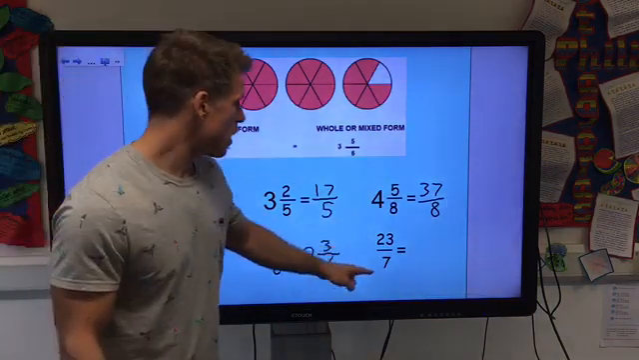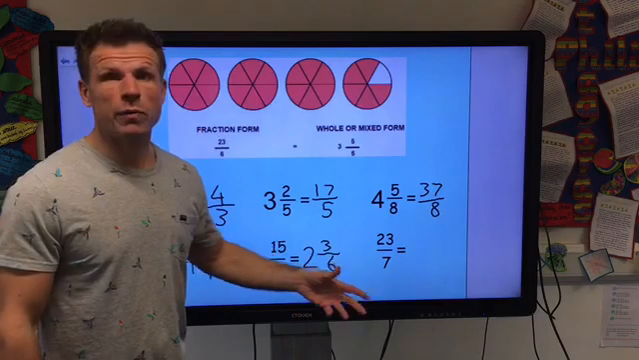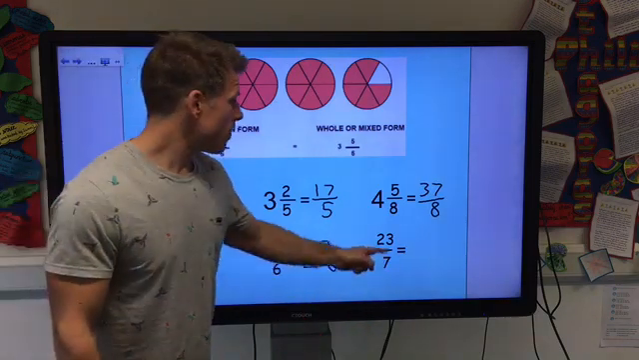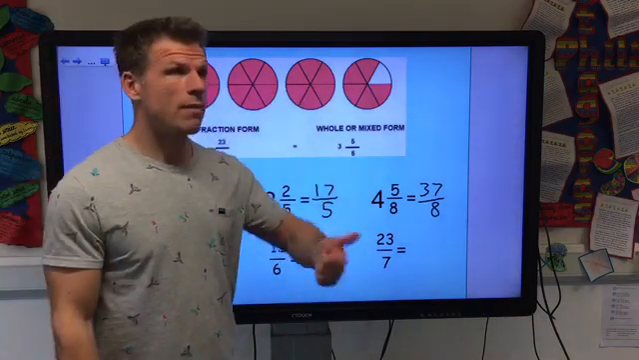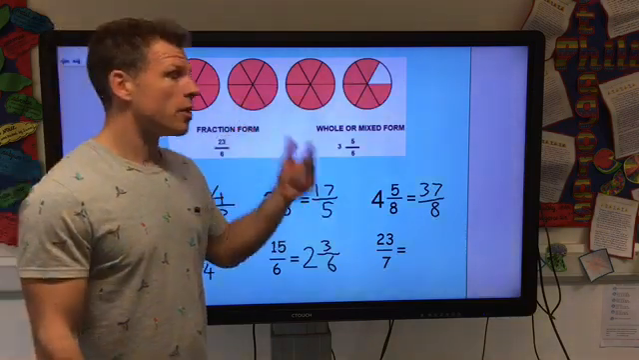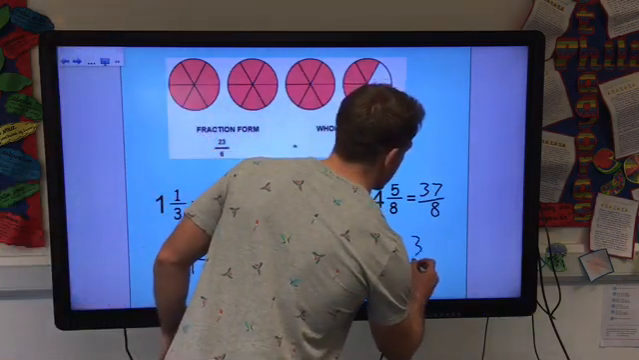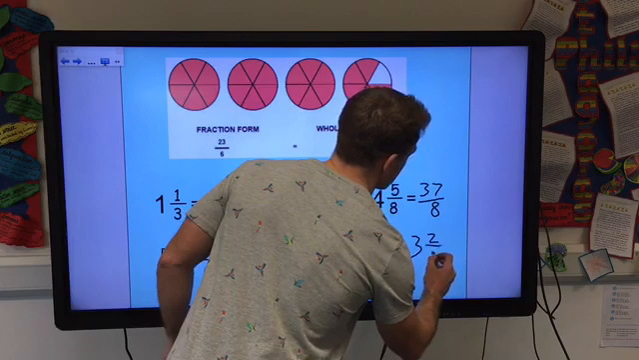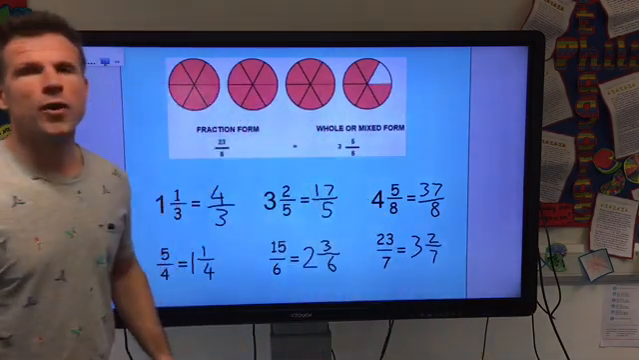Okay, let's have a look at this one. 23/7. I want to convert into a mixed number. 7 goes into 23, so 7 times table. 7, 14, 21 goes in 3 times. And then you should have 2/7 left over.